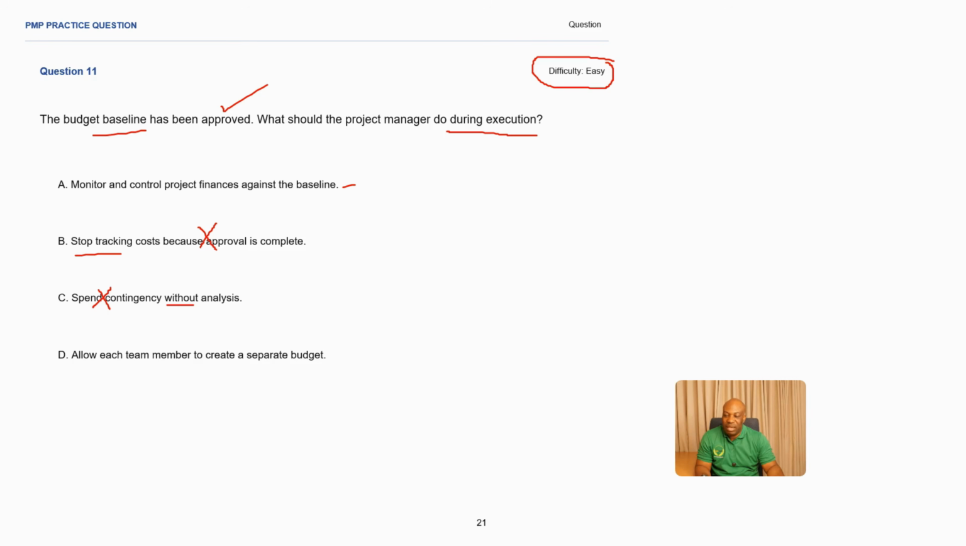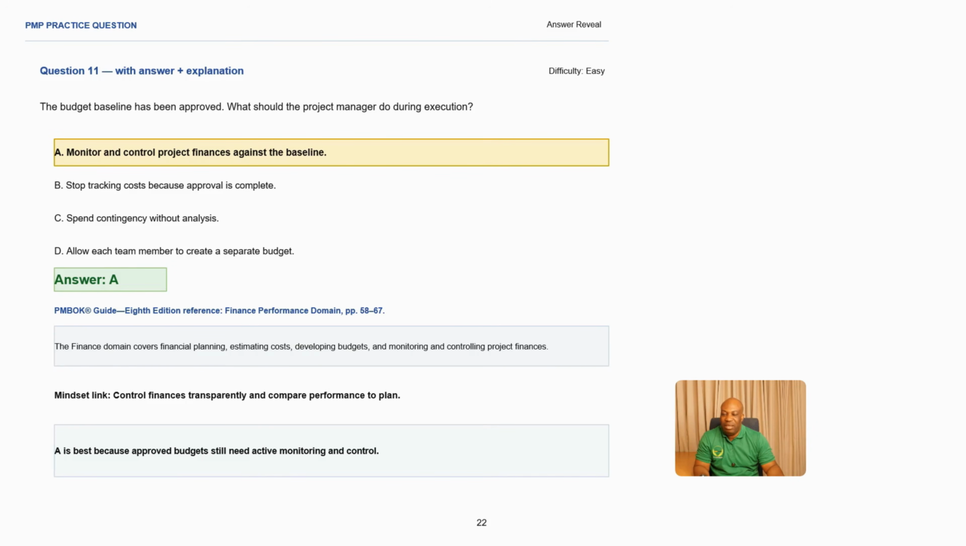Allow each team member to create a separate budget. Okay, this one makes sense. Let's see. Now let us eliminate. We are left with two of these answers. Monitor and control project finances against the baseline. So this is a baseline which has been approved, and now we are controlling the baseline. And then on D, allow each team member to create a separate budget. So this is not linked to the baseline. So obviously, we are going to eliminate this, making A the best answer in this scenario. So A is the best answer.